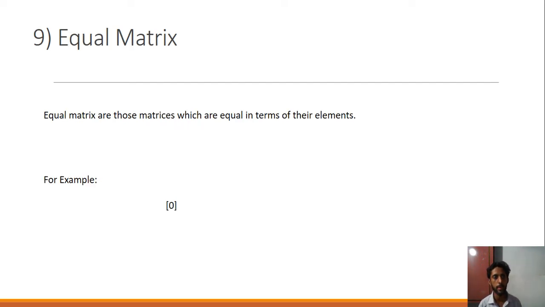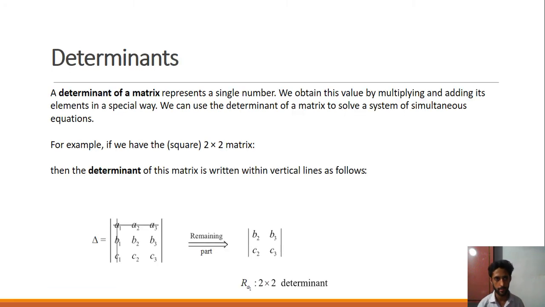Number 9, equal matrix. Equal matrices are those matrices which are equal in terms of their elements. It means that in this matrix all elements should be equal, then it will be the equal matrix. As in a square matrix, all the rows and columns are equal, so that's why it is also an equal matrix, we can say that.